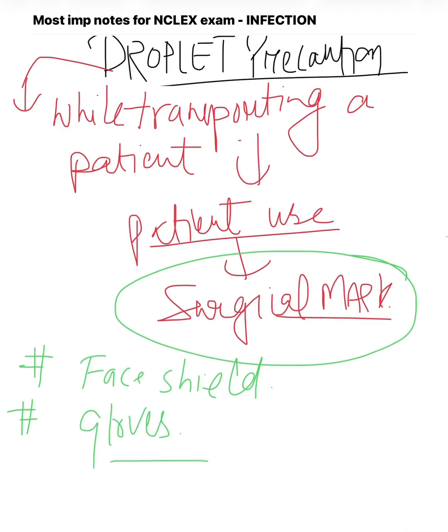So first one is distance up to 3 feet. Dedicated and disposable equipment, the same, and strict hand washing, private room plus door closed. Surgical mask for the nurse all the time, and surgical mask for the patient only when transporting. Next is face shield and gloves. That's it for the droplet precautions.